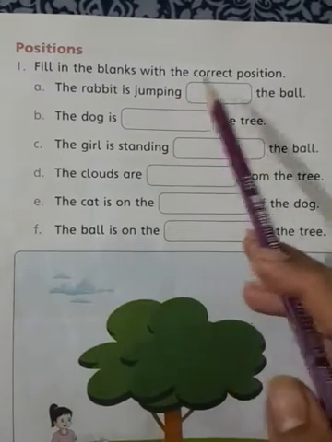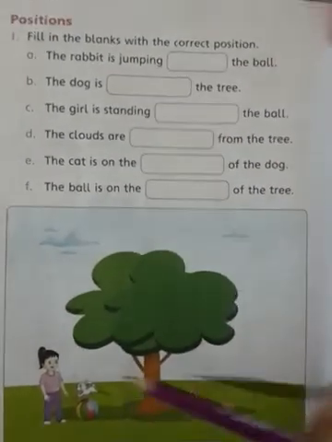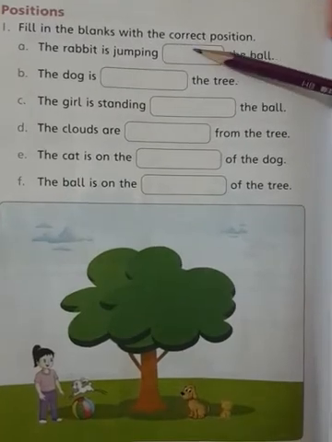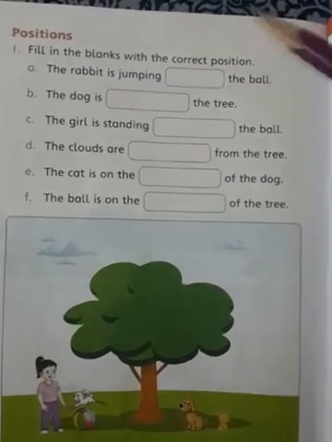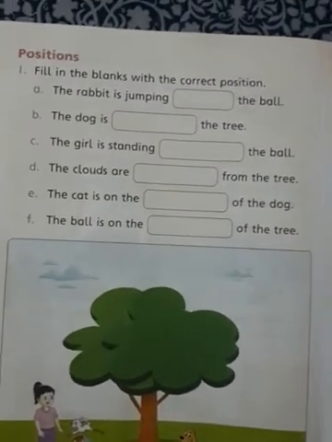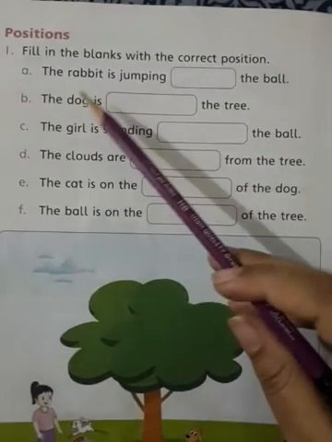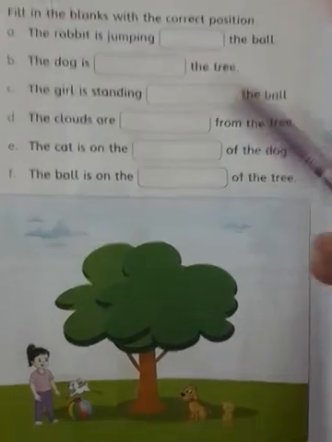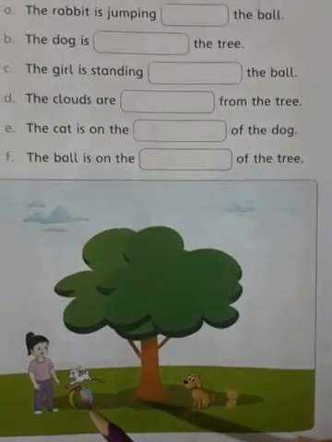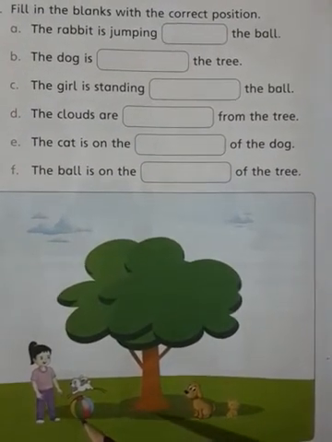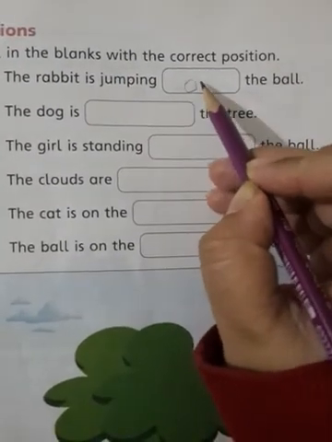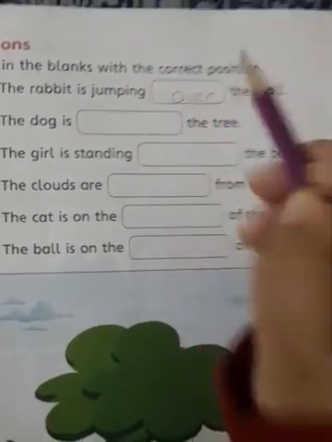Okay, position. Fill in the blanks with the correct position. Okay, look at this picture and we fill this blank with the help of this picture. Okay, first blank. The rabbit is jumping dash the ball. The rabbit is jumping over the ball. Everyone write here over. Okay.